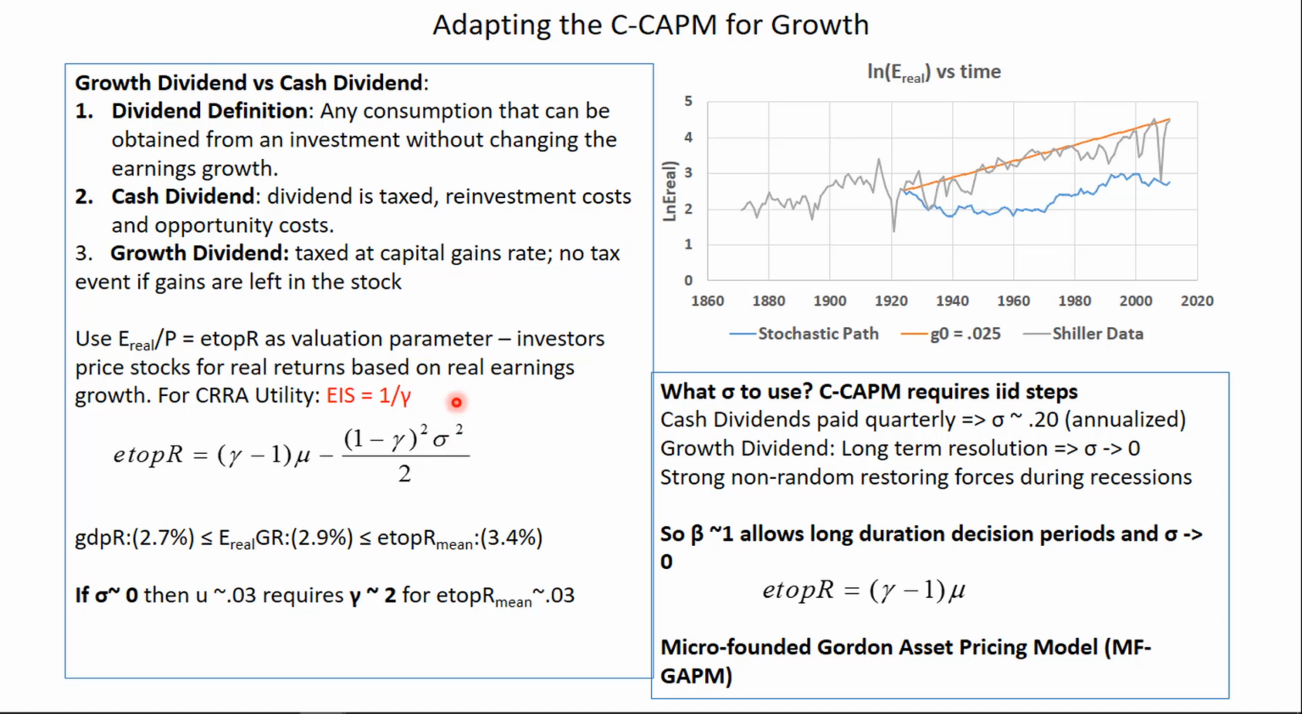Then the academics will ask the question, well, what produces the equity premium? And I'm going to come to that in a later slide. But the technical question is, what sigma should we really be using here? And this depends on the time scale of the investor, I think.